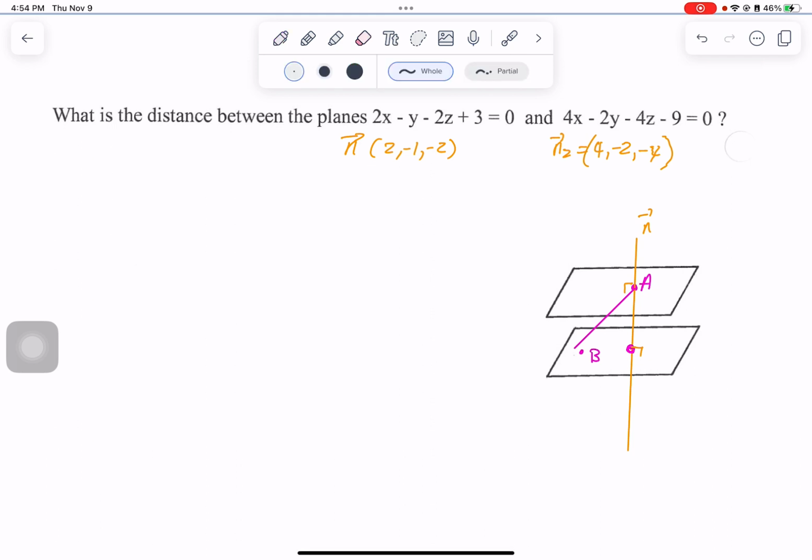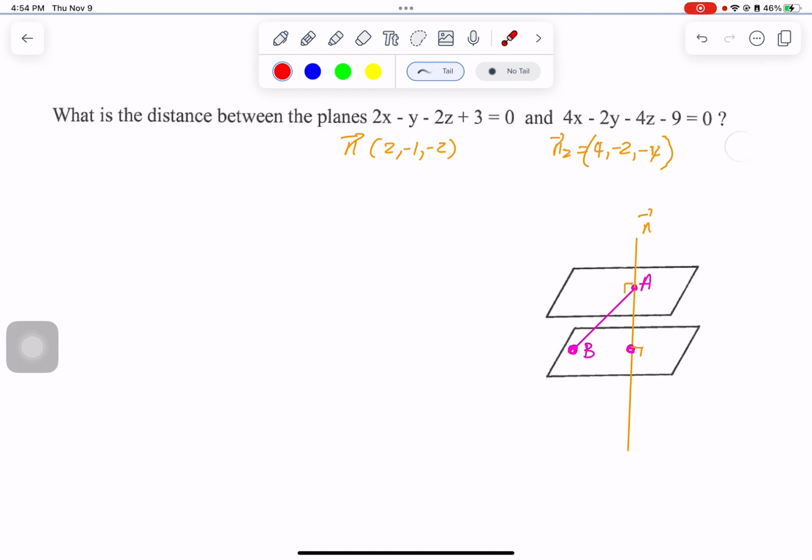And that vector is the vector between some random point on the first plane to some random point on the second plane. And my minimum distance between the two planes is going to be that distance, the distance coming up from the one plane until it hits the point on the plane.